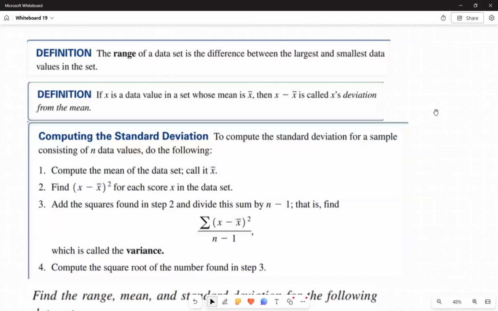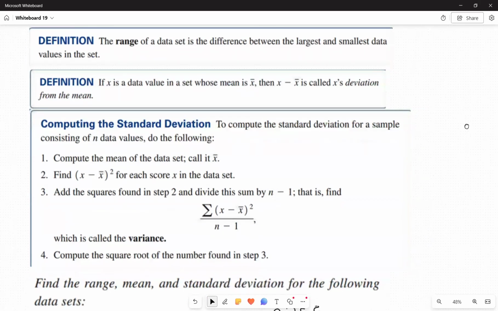Hello. This is the last section of the course, and we are working with measures of dispersion, how the data spreads out. The first measure of dispersion is the range. The range of a data set is simply the difference between the largest and smallest data values in the set. Then we have the deviation from the mean.